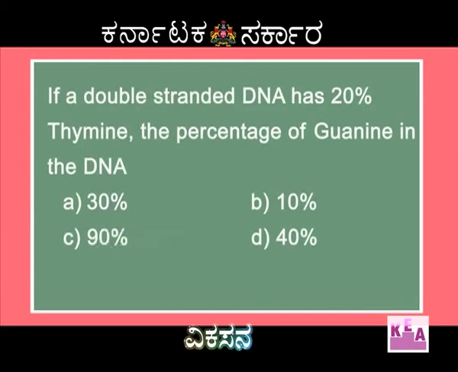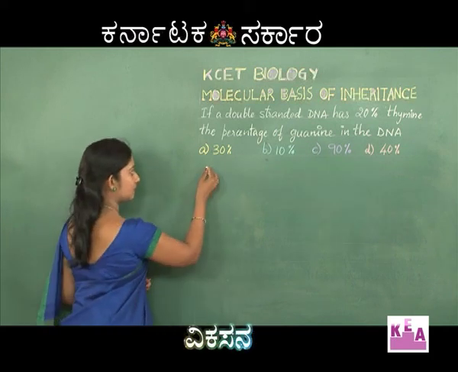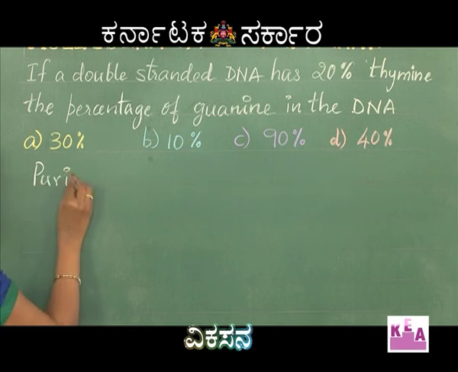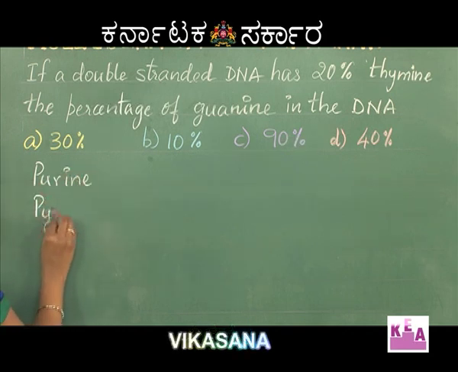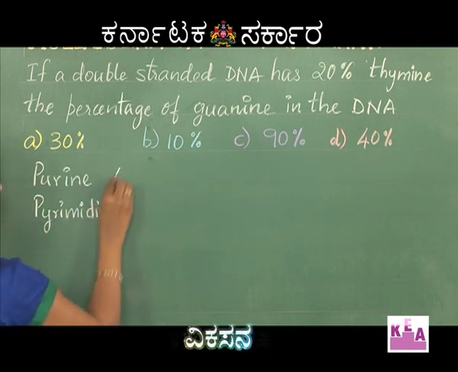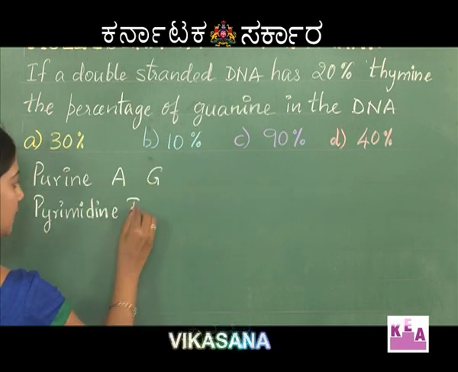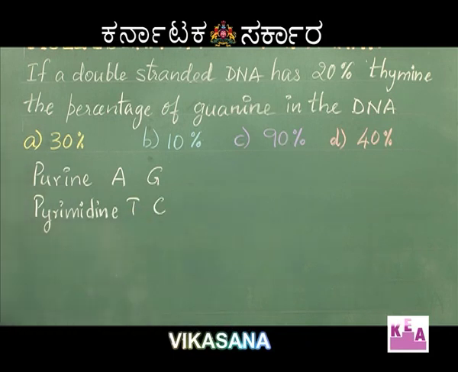So let us solve the next question. If a double-stranded DNA has 20% thymine, the percentage of guanine in the DNA is 30%, 10%, 90% or 40%. We are aware that nitrogen bases are of two types, purine and pyrimidine. Adenine and guanine are purines. Thymine and cytosine are pyrimidines.